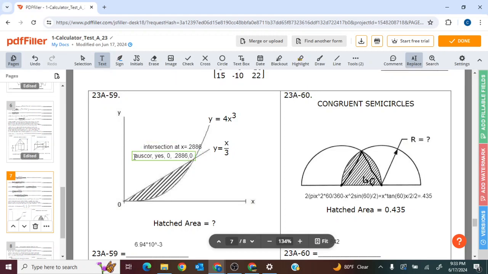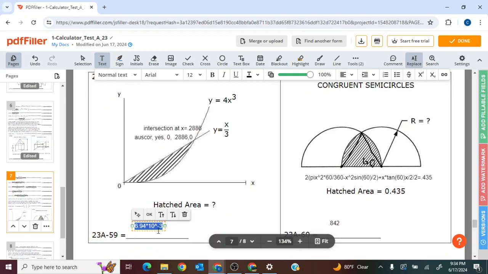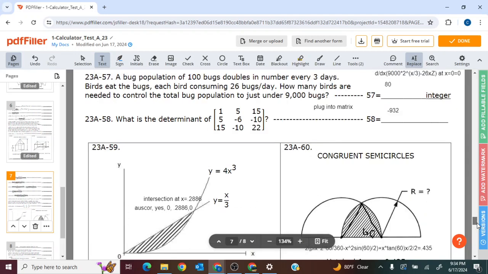Now you can use the OXOR program. You do have inputs. Lower bound is x equals 0. Higher bound is x equals 0.2886. And your line of revolution is not relevant for this question. If you do that, you get a hatched area of 6.94 times 10 to the negative 3. Okay, 60.